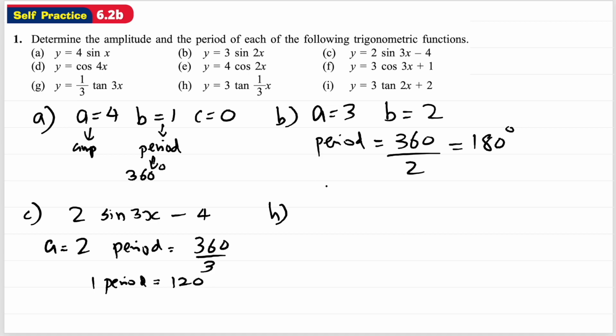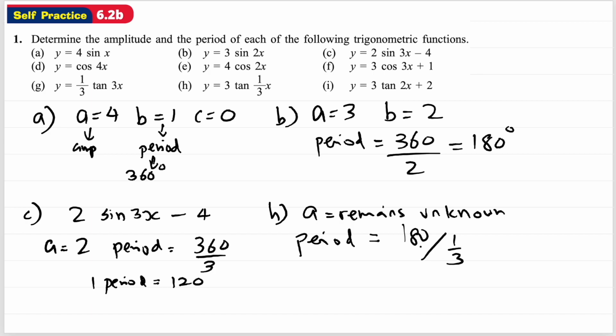Okay. Tengok H pula. Okay. So, amplitude dia tak tahu sebenarnya. So amplitude dia remains unknown. Even kalau kamu nilai kat situ pun kamu tak dapat cari dia punya amplitude. Okay, but we can find the period. So period is equals to 180 bahagi dengan dia punya B tu. So you will get the answer is 540. 1 period. Okay, boleh. Macam tu cari-cari dia.